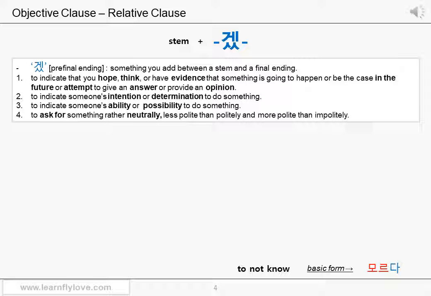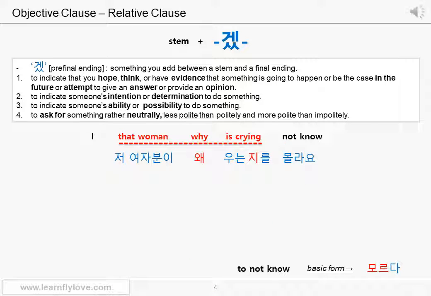Let's use this in an actual sentence. That woman, why, is crying, not know. 저 여자분이 왜 우는지를 몰라요. We just used 몰라요, right? The original basic form of the verb not know is 모르다. The original stem is 모르. Let's add ket sound to the stem and then add 어요 at the end. 모르겠어요. 저 여자분이 왜 우는지를 모르겠어요.